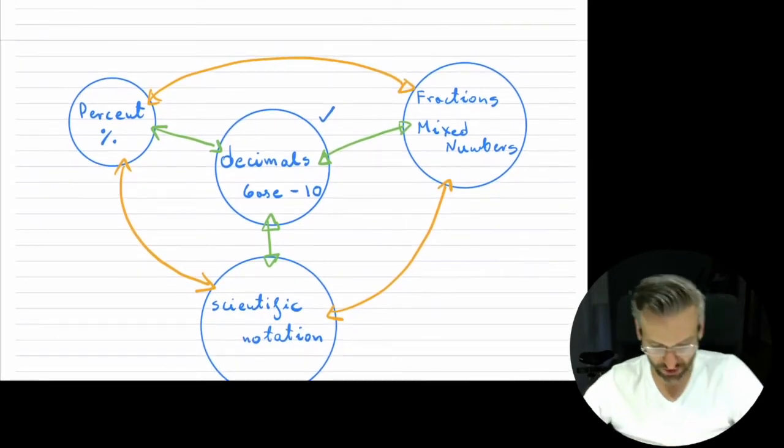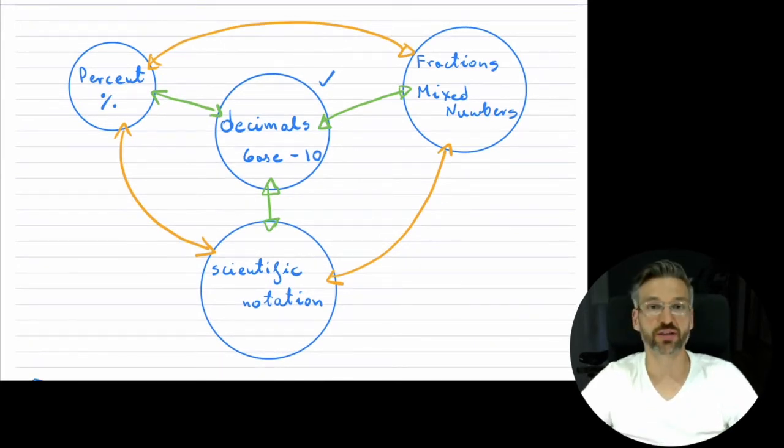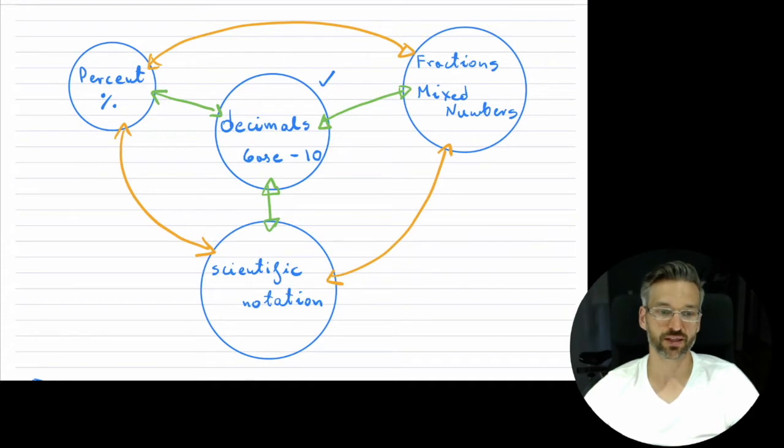So here are the representations given in these little bubbles, right? So you would see decimals, then you see there at the bottom scientific notation, you see percent on the left, and then fractions and mixed numbers. Now, these are the four different types of representations which I would want all students to know how to do.